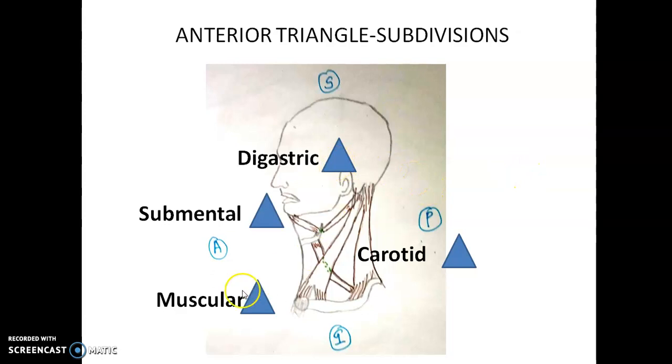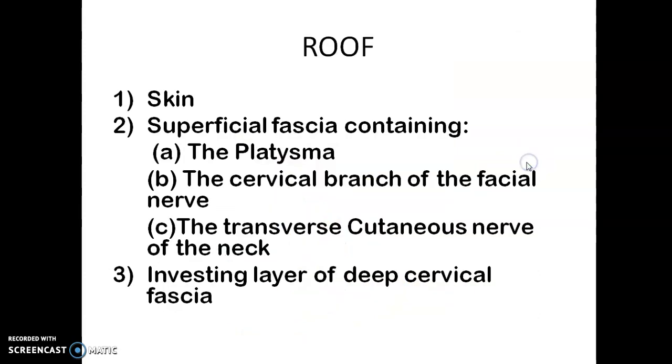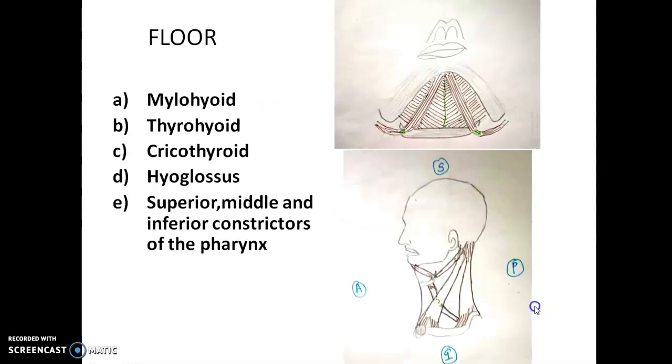So these are the 3.5 triangles which are the subdivisions of the anterior triangle of the neck. Hope you understood this. So coming to the roof, this is in toto the roof of the entire anterior triangle: skin, superficial fascia containing cutaneous nerves, and a muscle called platysma. Investing layer of deep cervical fascia is also next to the superficial fascia. All these are present in the roof of the anterior triangle.